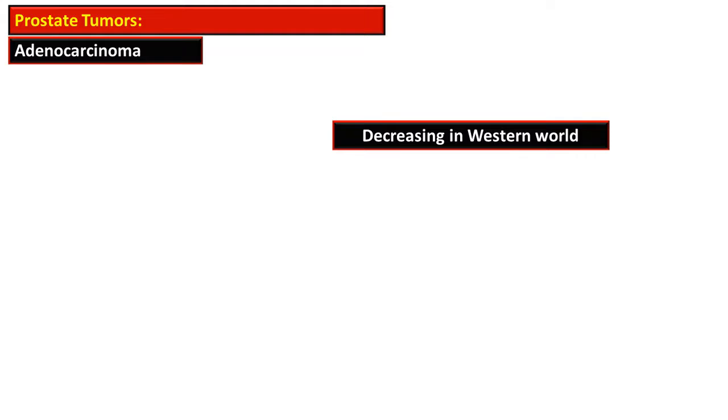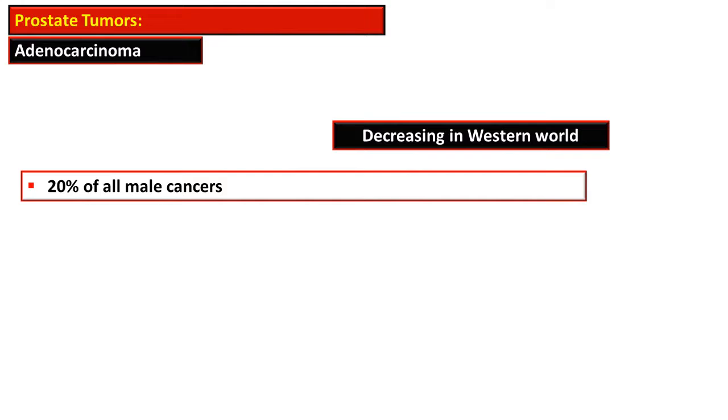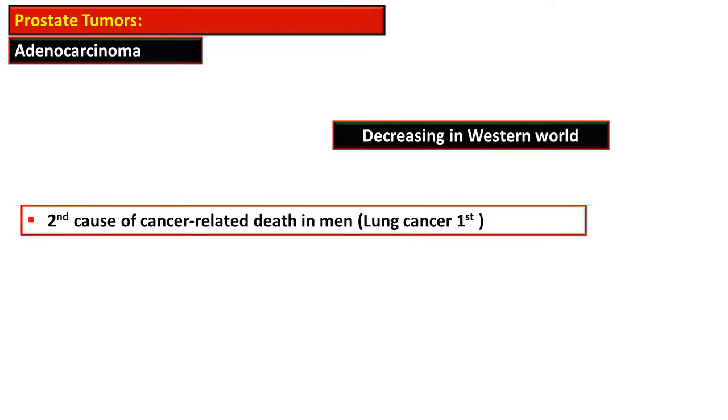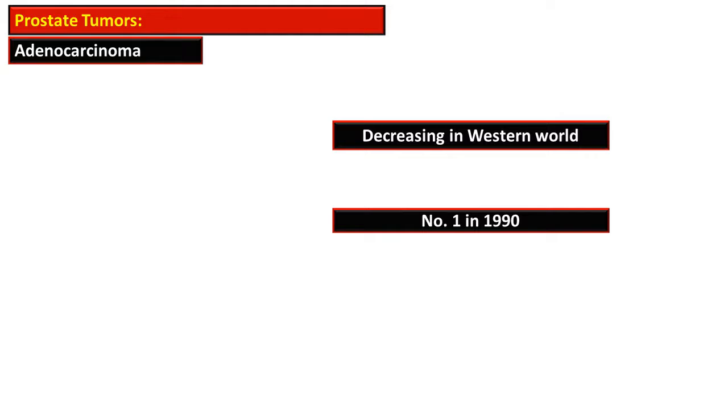The incidence of this tumor is decreasing in the Western world due to some reasons that we are going to discuss later, and this is now about 20% of all male cancers. Means every 5th case of the cancer is due to prostate tumor. This is the second cause of cancer related death in men. The number one cause of death in men is lung cancer. This tumor was number one in 1990, and due to increased imaging, increased surveillance and increased screening programs of this tumor, this is now decreased.